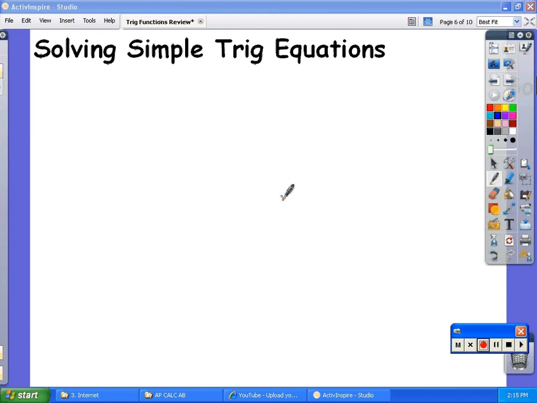So part 2 of the video, we're going to do solving simple trig equations. And at the end of the video, I included the graphs of all the trig functions and some of the inverse trig functions just for your notes or to help you review some pre-cal concepts. So starting out with a simple trig equation.